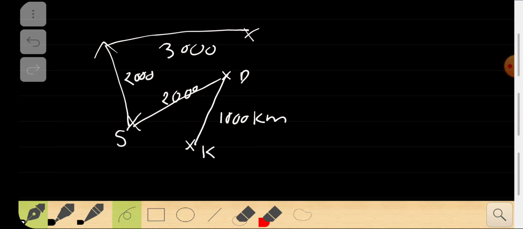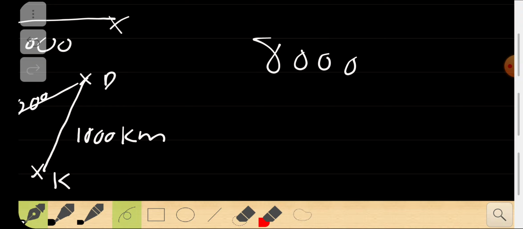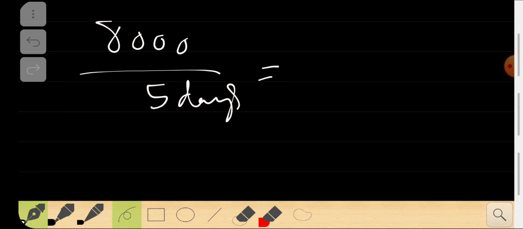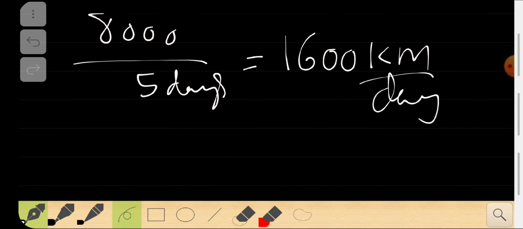If I do that, the total distance I've traveled will be the sum of all these, which will be 4 plus 4, which is 8000 kilometers. So 8000 kilometers will be the total distance, and the time taken for me is, let's say, 5 days. If it's 5 days, then the speed with which I'm traveling is 8000 divided by 5, that is 1600 kilometers per day. Okay, that's the speed of my travel.